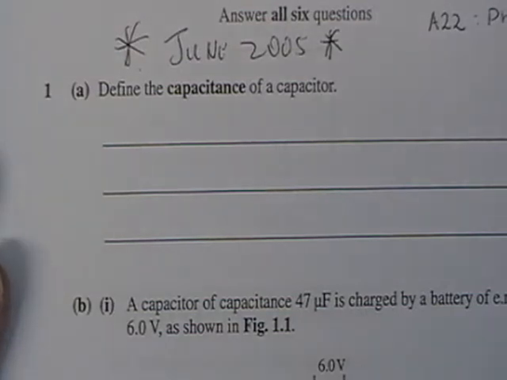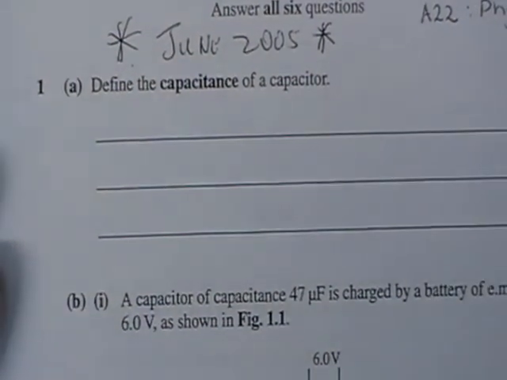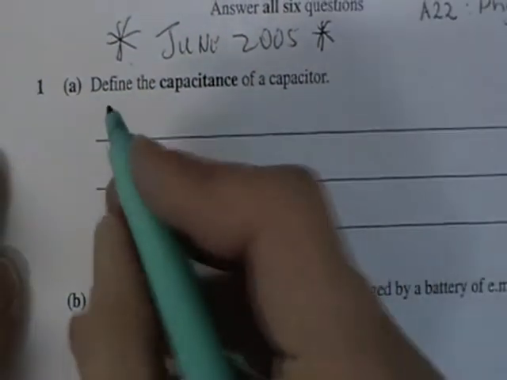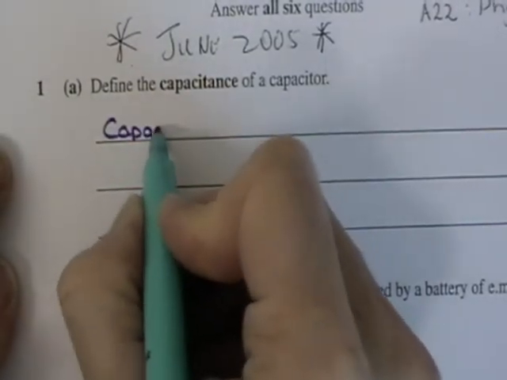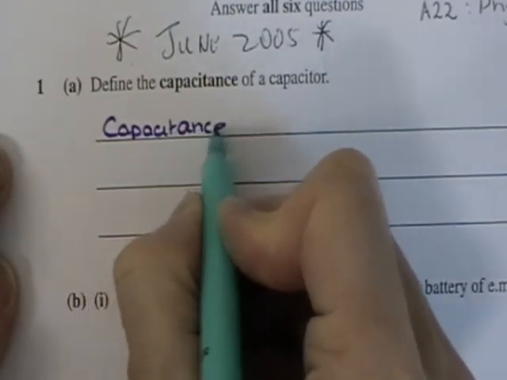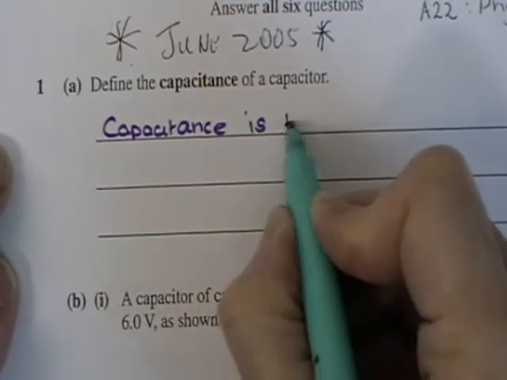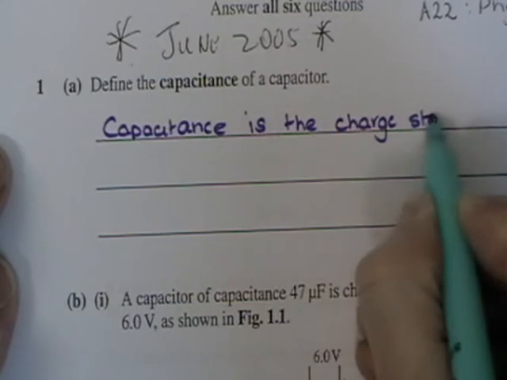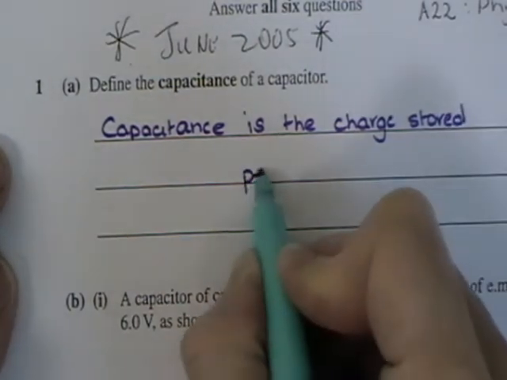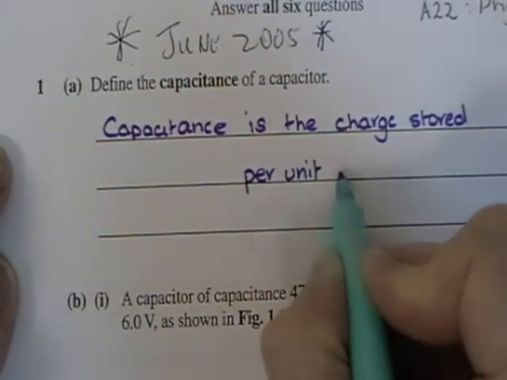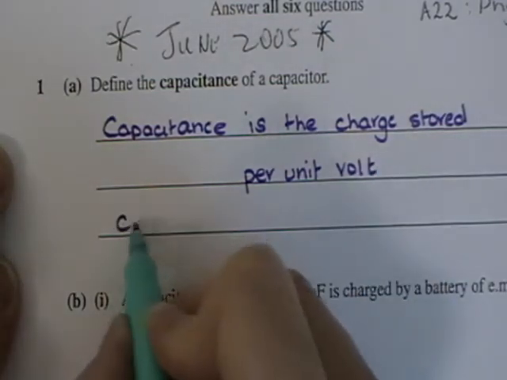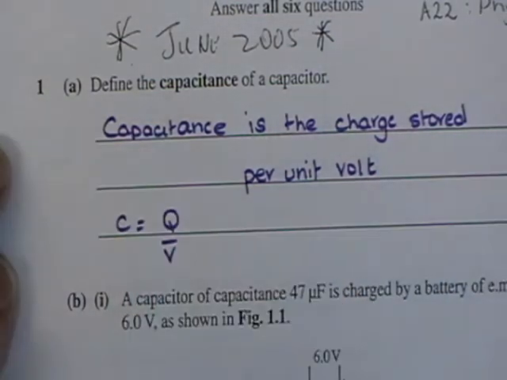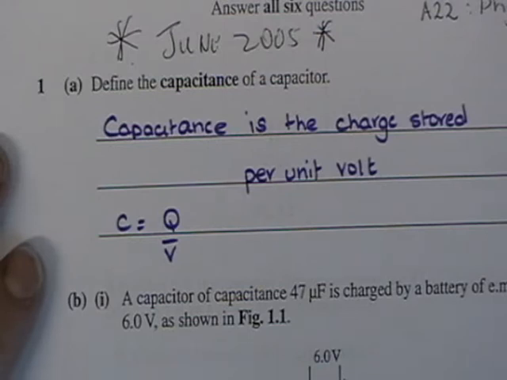Right, the next question on capacitors is from June 2005, from A22 June 2005. Question 1a, define the capacitance of a capacitor. So capacitance is the charge stored per unit volt. You could also write down the equation, but you must explain what each symbol means, that Q is charge and V is voltage.